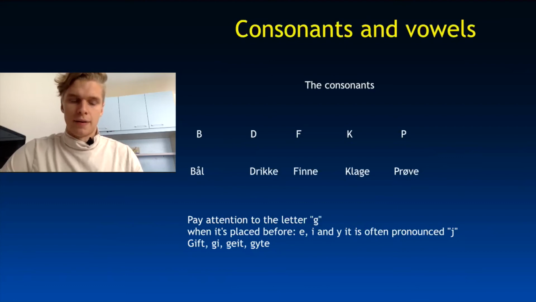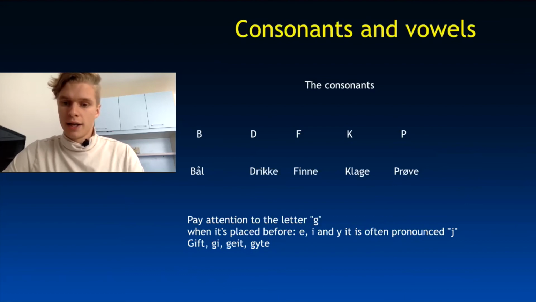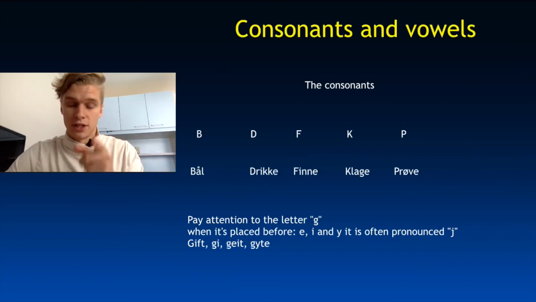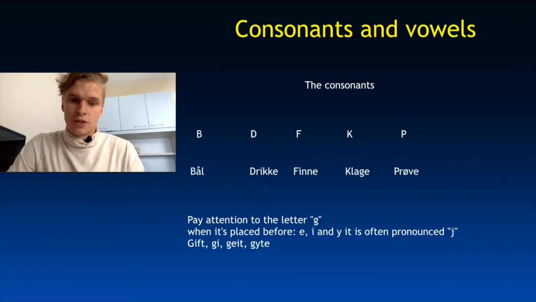You remember the pronunciation of ge, which is the normal pronunciation, but it becomes different. Look at the rule right here. When the G is placed before E, I, and Y, it is pronounced like a J. So gift, gi, geit, gyte. The G becomes a J because it's placed before E, I, or Y. So those three letters.